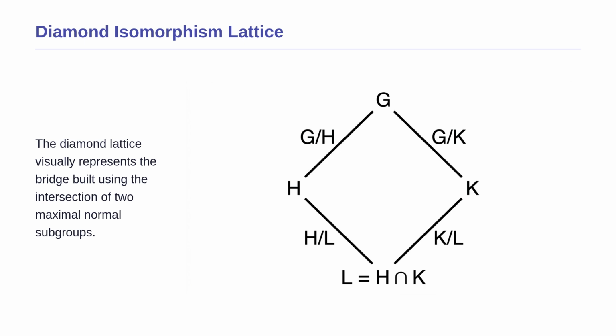The edges of this diamond represent the quotient groups. The symmetry of the diamond perfectly illustrates the second isomorphism theorem. The top left edge is identical in structure to the bottom right edge, and the top right is identical to the bottom left. This visualizes exactly why the composition factors match.